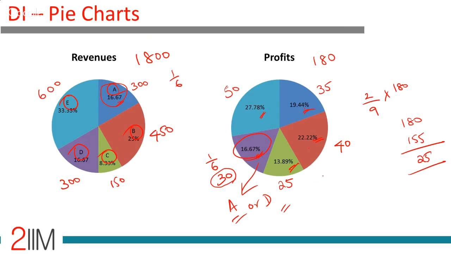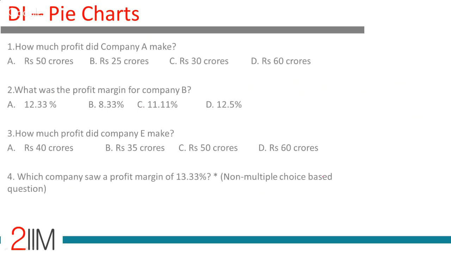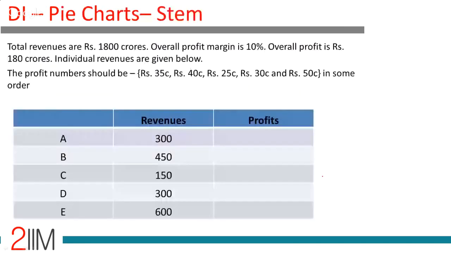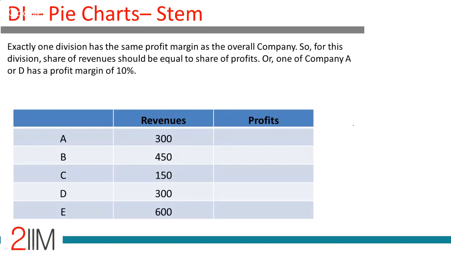Right? Now let's keep building on this. These are the questions. I'm going to go further. Here we know the revenues: 300, 450, 150, 300, 600, just capturing this like a table. The profit numbers are 35, 40, 25, 30, and 50. This we've already computed. I'm just capturing this in table format. I'm going to go constraint by constraint. Exactly one division has the same profit margin as the overall company.